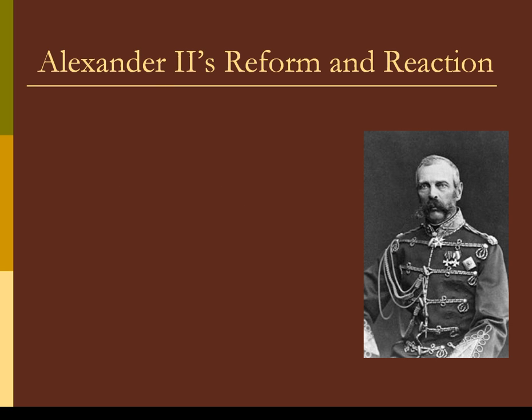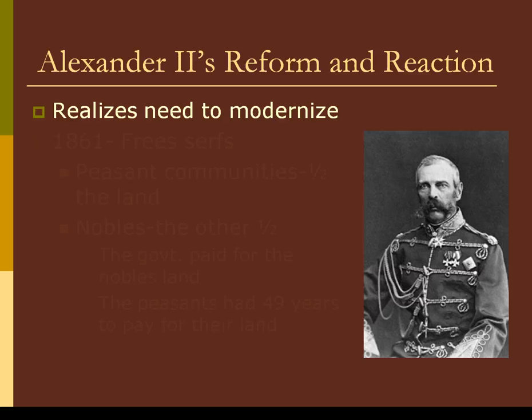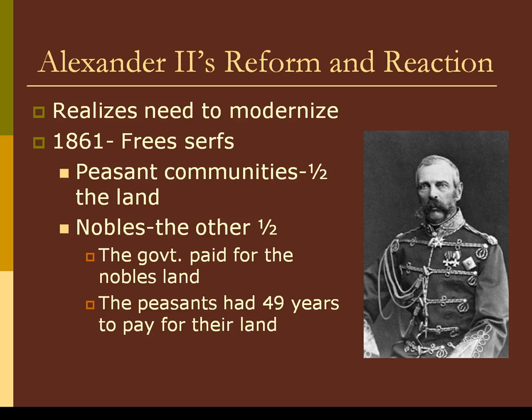That brings us to Alexander II. Now, Alexander II realized, okay, we need to do something to modernize. We're lagging behind. He was cognizant of that fact. So he decides to come up with a plan to end feudalism. Now, it's great to have a plan, but this plan was not logical. In 1861, he starts by freeing the serfs. So he gives them all of their freedom.